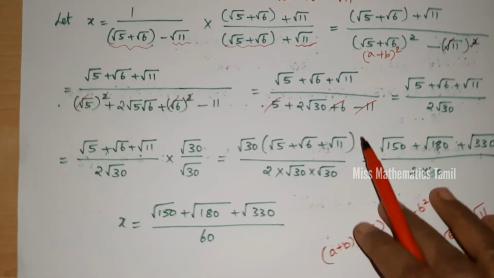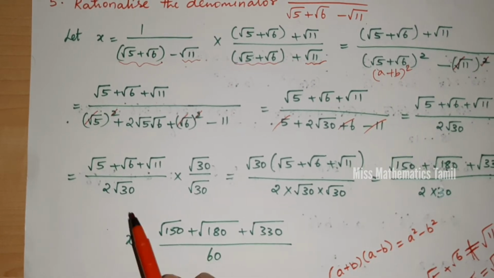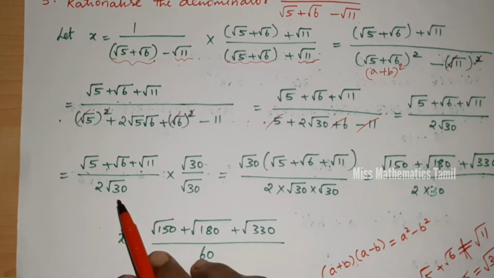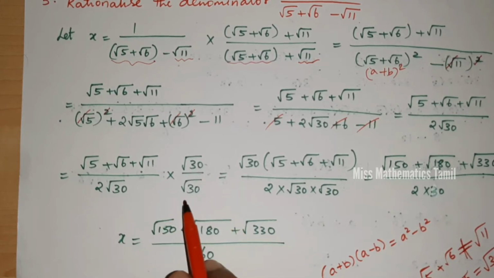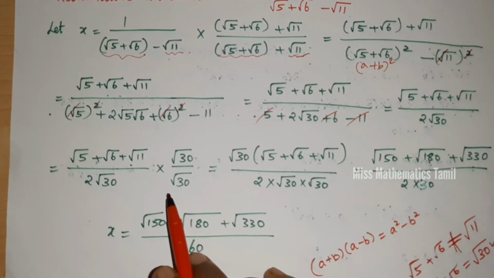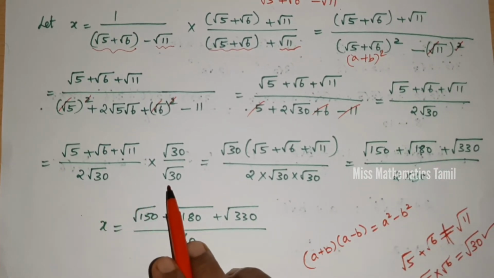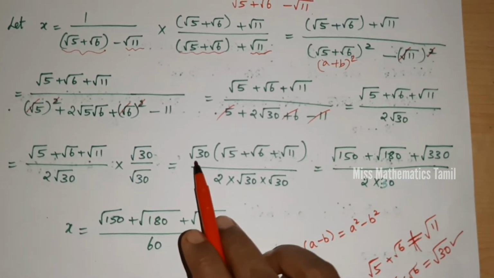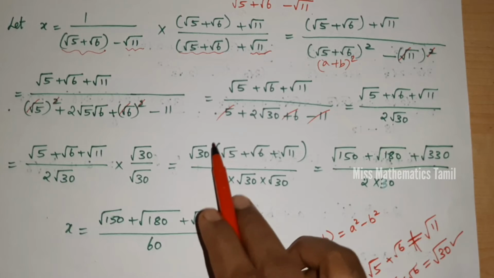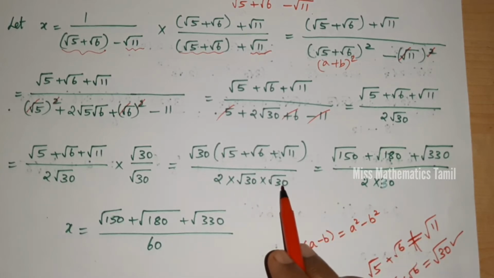Okay, again we have a root number in the denominator. So we have to rationalize again. So for that I am multiplying root 30 in the numerator and the denominator. What will happen? Root 30 into root 30, only 30 will come, right? For that purpose only we are doing this. Okay, root 30 in the numerator. Denominator 2 into root 30 into root 30.